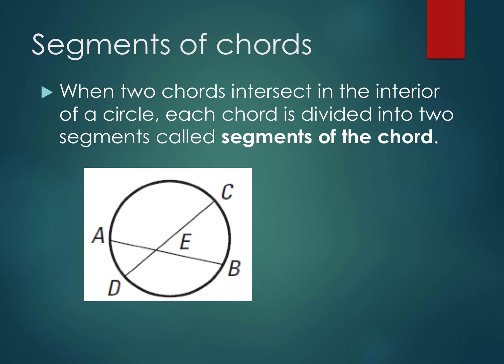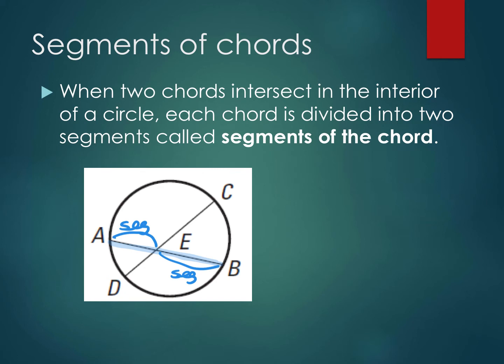When two chords intersect in the interior of a circle, each chord is divided into two segments called segments of the chord. So in this particular picture, we have chord AB here. And chord AB, once it intersects the other chord, is broken into two little pieces. From A to E, this is a little segment. And then from E to B is another segment.